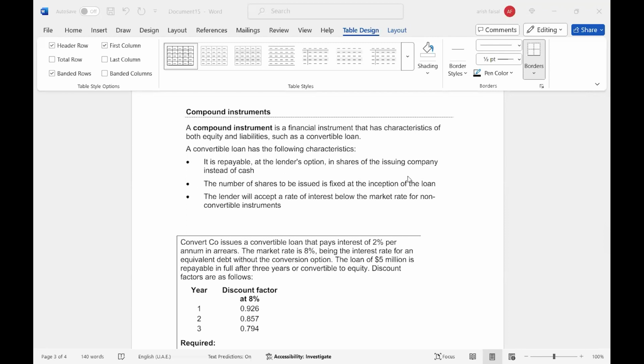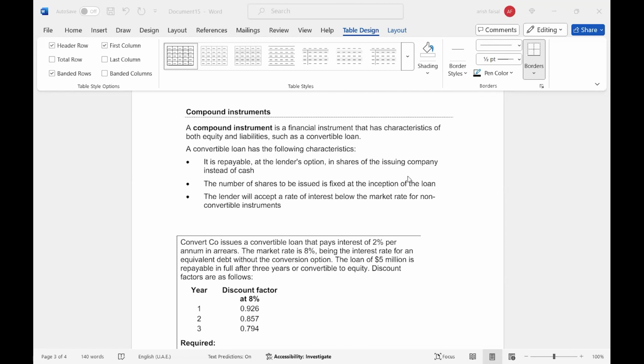So now the next thing what we have over here is a compound instrument. Now a compound instrument is a type of contract, or a financial instrument, that has some characteristics of both equity and liabilities. So the normal example which you can get in your exam for a compound instrument will be a convertible loan. Now in this type of financial instrument or contract, the company has issued it, the company wants money, but they have given the investor an option that instead of taking the principal amount back, they can take the shares of the company.